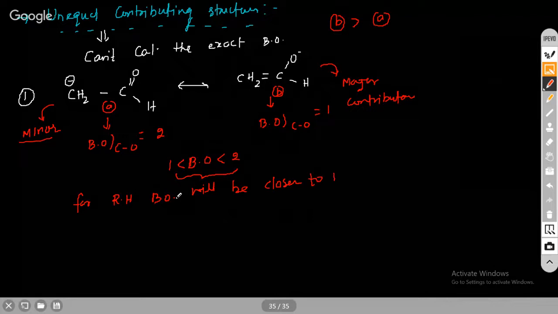Understood this? So like this also, you can compare the bond order of two different molecules. They'll give you questions like this only, so that you are able to compare if you know this. And then according to the bond order, we can find out the stability of the molecule.